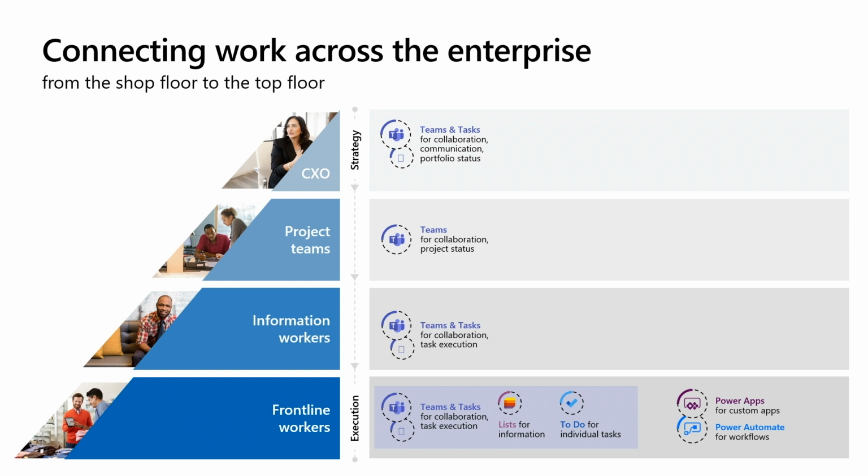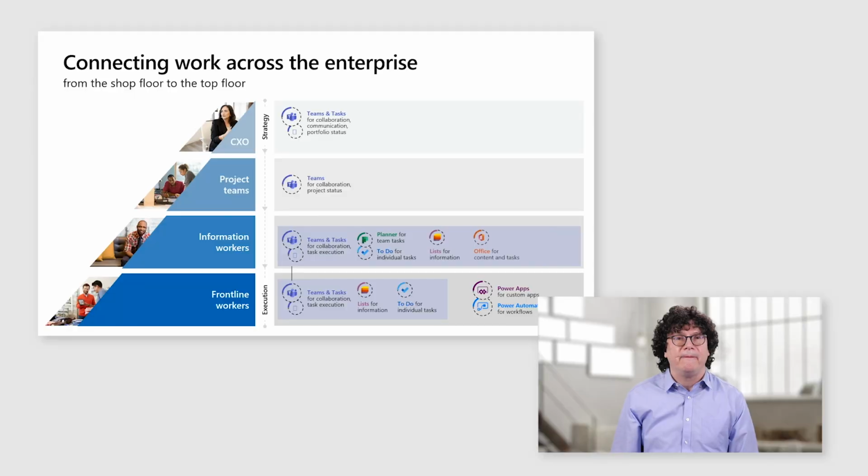Microsoft Lists is there to help track and organize information. And with To-Do, workers can track individual tasks with the confidence that they'll be able to access and update tasks as they work, no matter which Microsoft application they're using. And with PowerApps and Power Automate, everyone is empowered to quickly build and share low-code applications.